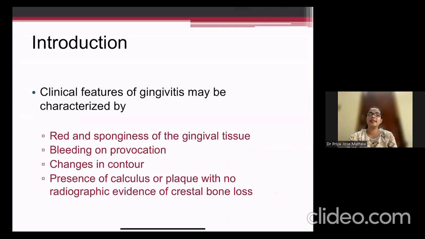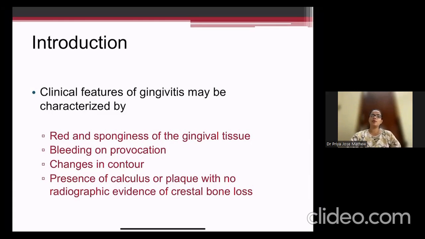As we know, the clinical features of gingivitis may be characterized by redness and sponginess of the gingival tissue, bleeding on provocation, changes in the contour, presence of calculus or plaque, with no radiographic evidence of crestal bone loss. Okay, so the redness and sponginess of gingival tissues, the patient may also notice.